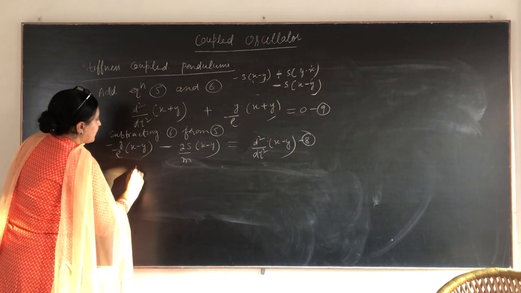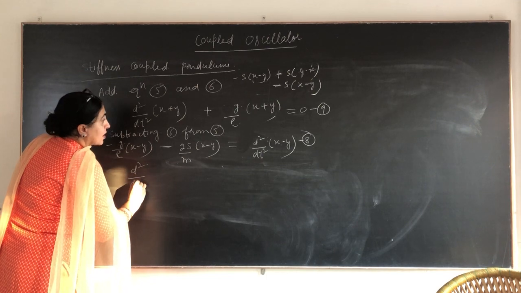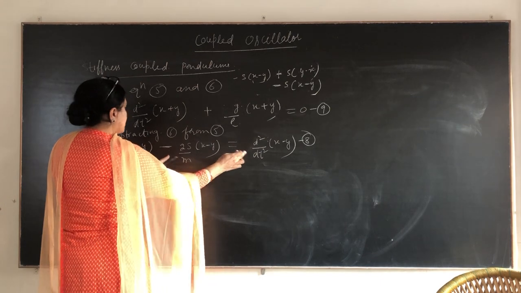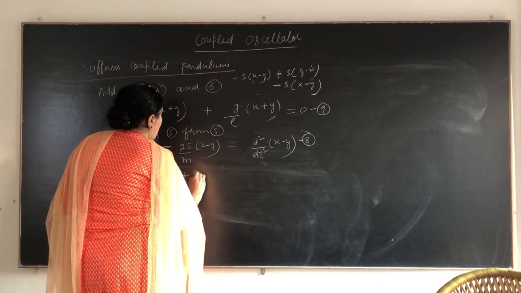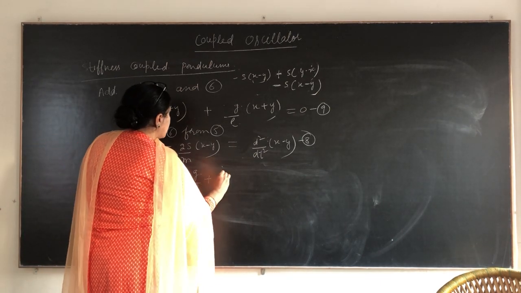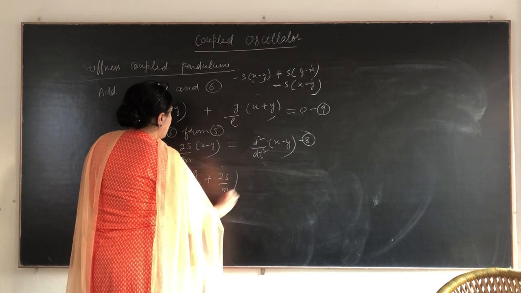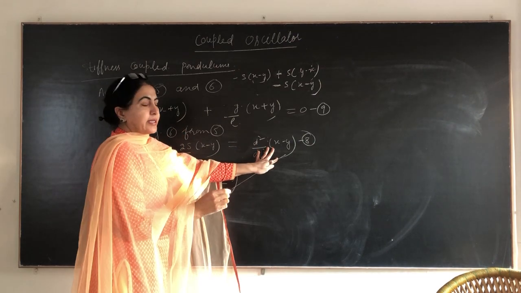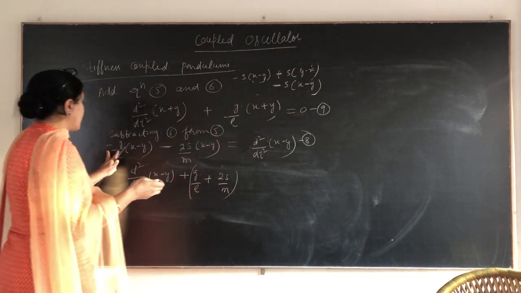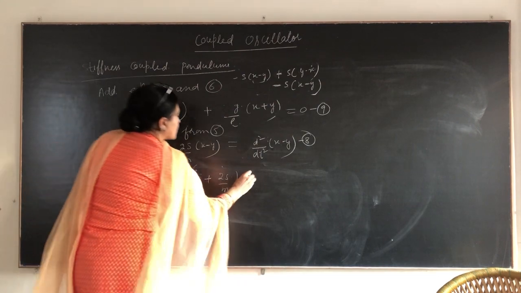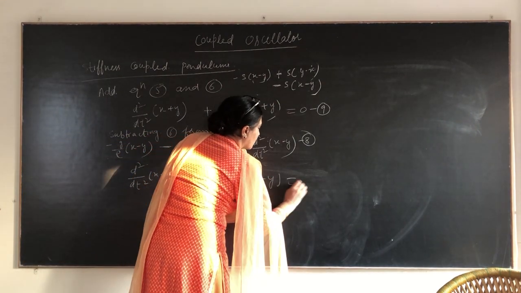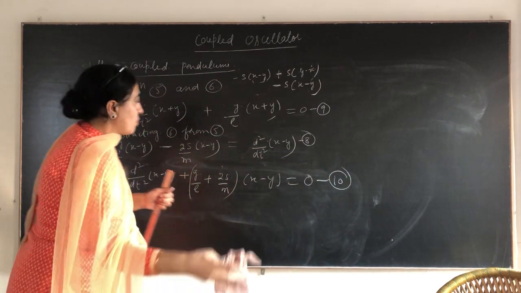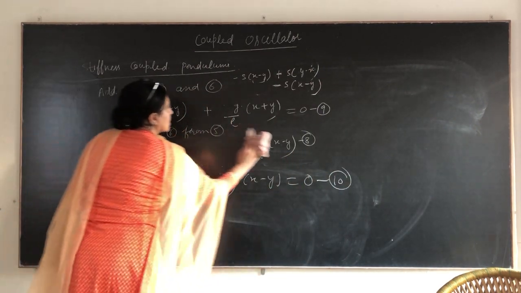So double derivative of x minus y this side, and plus g over l plus 2s by m. Clear? When this becomes right, this will be on the right hand side, these two terms will become plus x minus y, this will be equal to 0. Take this equation as 10th equation.